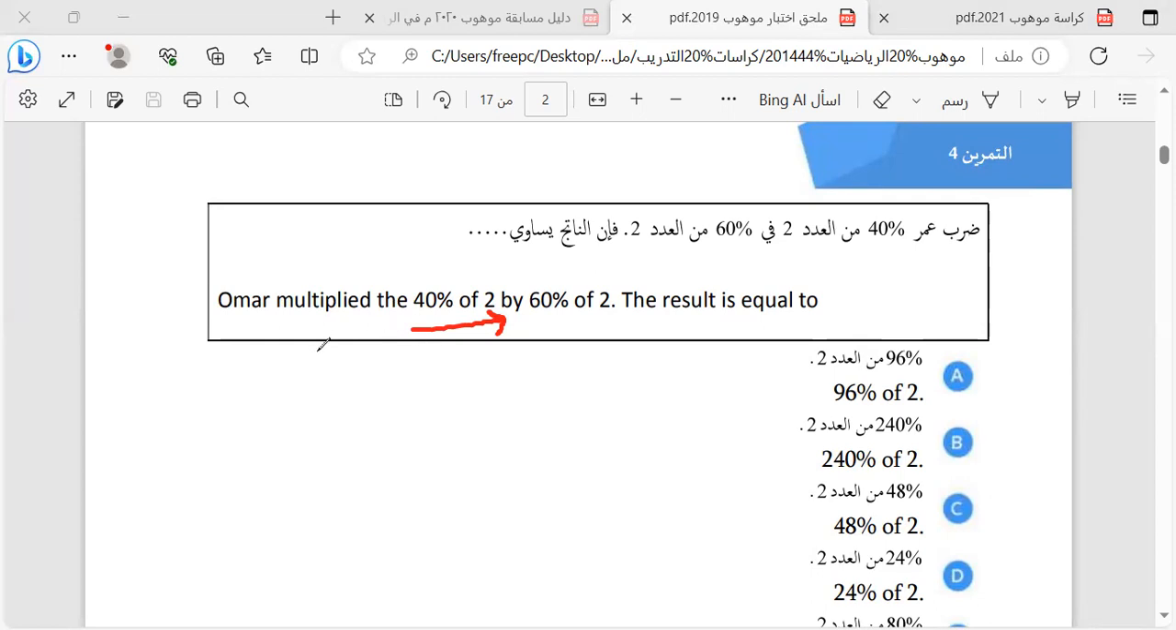Here, look, if you have a question like this, you translate it to an equation. You translate it in math. Look, Omar multiplied 40%. So 40%, we write it as 40 over what? 100. This means 40%. That's 40 over 100. You know? By what? By 2. Then we can simplify.